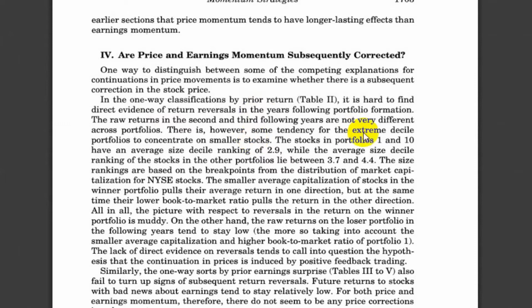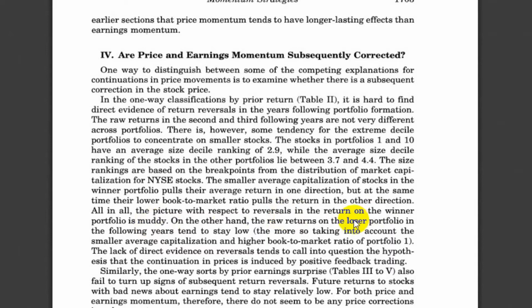However, if you remember in the extreme portfolios, for instance 1 and 10, the stocks were a lot smaller than the ones in the middle. And also, if you remember, for the winner portfolio, they're mostly composed of growth stock. So since they're smaller, they exhibit maybe a higher return, but that return is dampened because they're growth stocks rather than value stocks. So they kind of cancel each other out, and it makes it difficult to see whether there's actually a reversal in the winner portfolio.